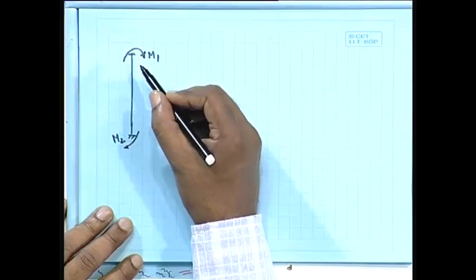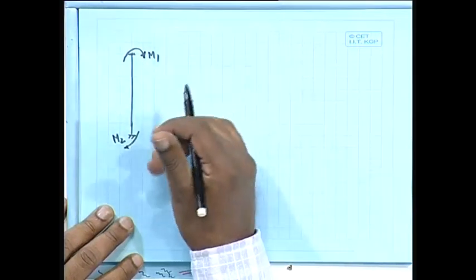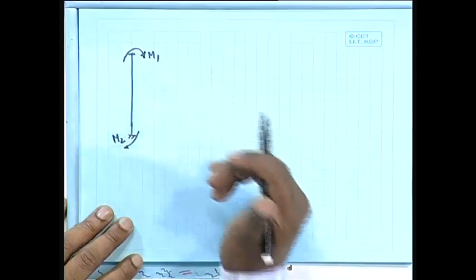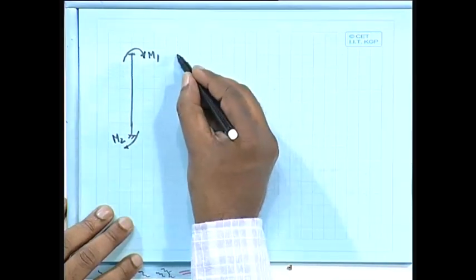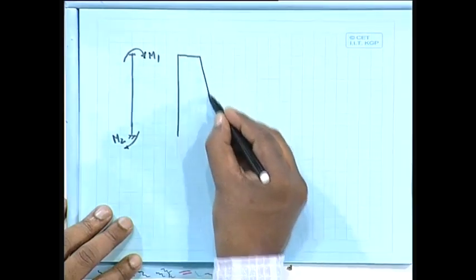M1, M2, that means you will get that from your analysis: the moments at the top and the moments at the bottom. So, you will get the moment at the top and the moment at the bottom, and it will happen like this. It may happen in this fashion also.